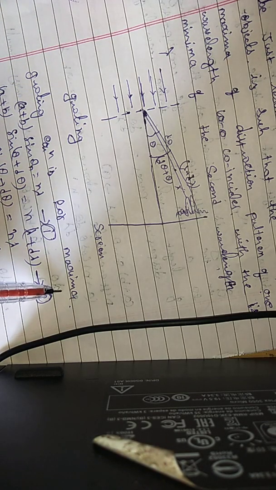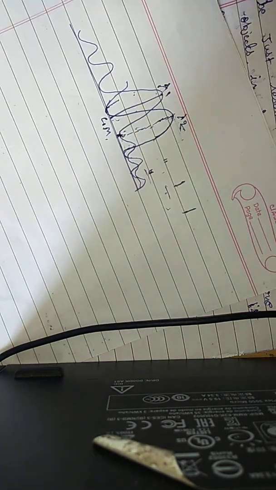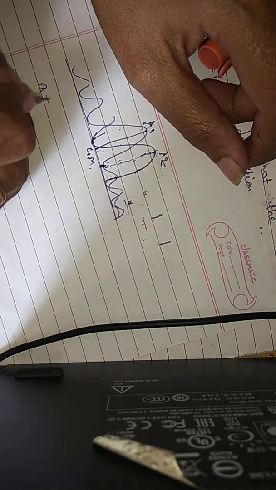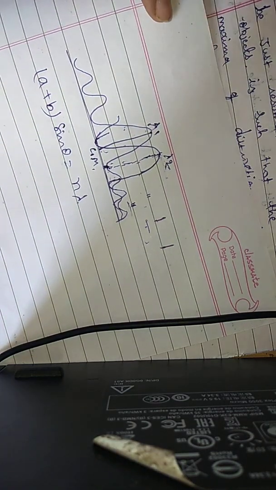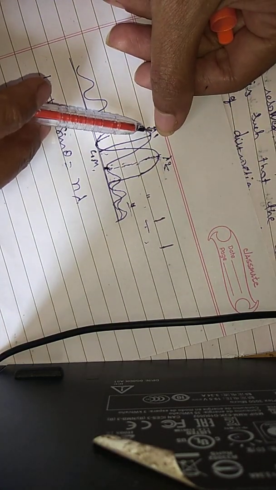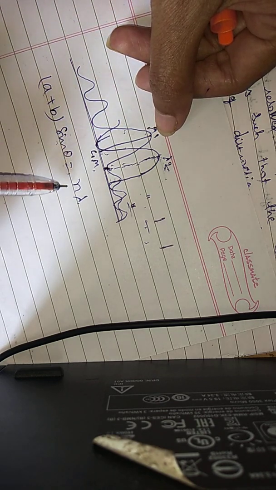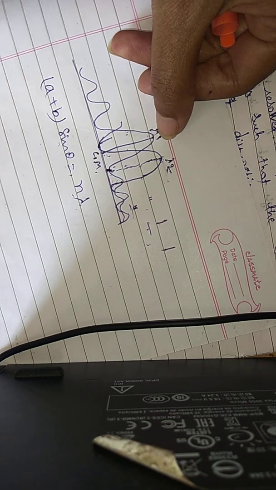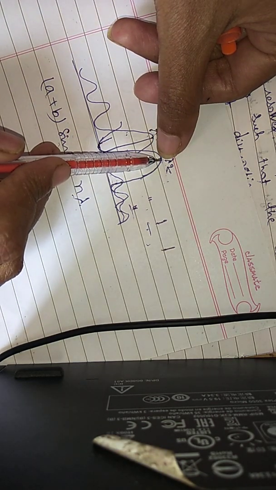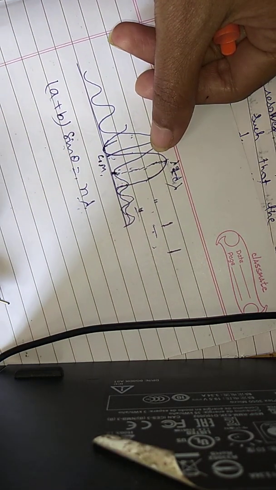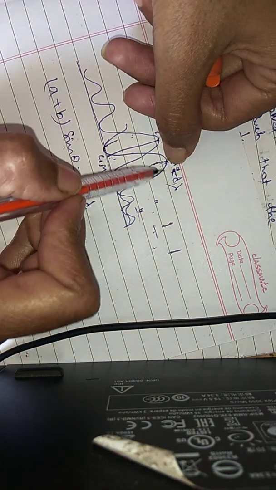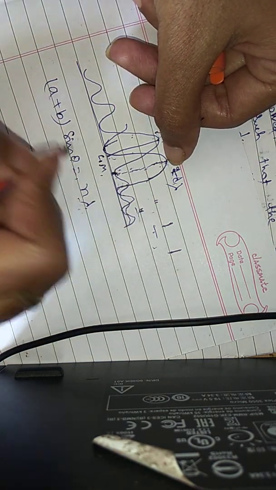From this we can consider the grating equation for maxima. It is (a plus b) sin theta equals n lambda for maxima, for the first wavelength. Now for the second wavelength, lambda plus d lambda, it also forms the central maxima at the angle theta plus d theta.